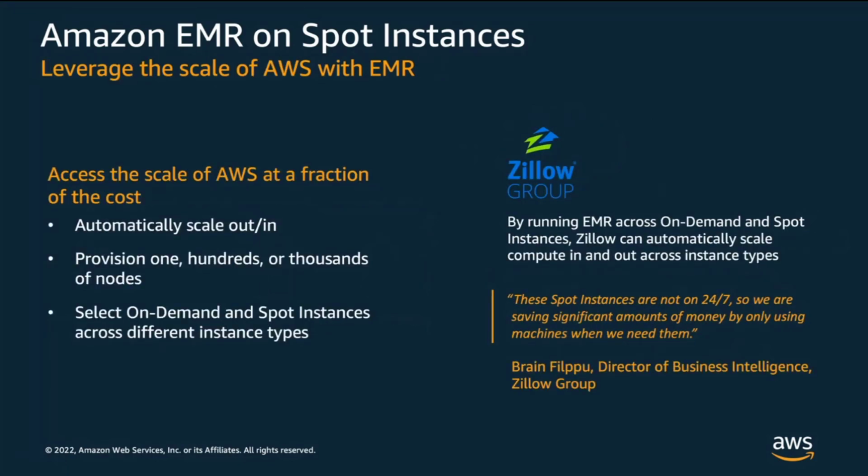Similarly, we have another customer, Zillow, where we can see they are automatically scaling up and scaling down, provisioning hundreds of thousands of nodes using a mix of on-demand and Spot instances. They are getting better results by running EMR across on-demand and Spot instances, and they can scale down across the instance groups.